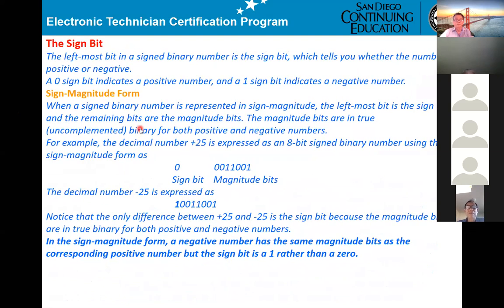The sign bit, the leftmost bit, is a sign binary number. That is a sign bit, depending on how many bits you have. In this case, we're using 8 bits. Then on the leftmost bit, 0 will be for a positive number and 1 will be for a negative number. Okay, that is the sign.